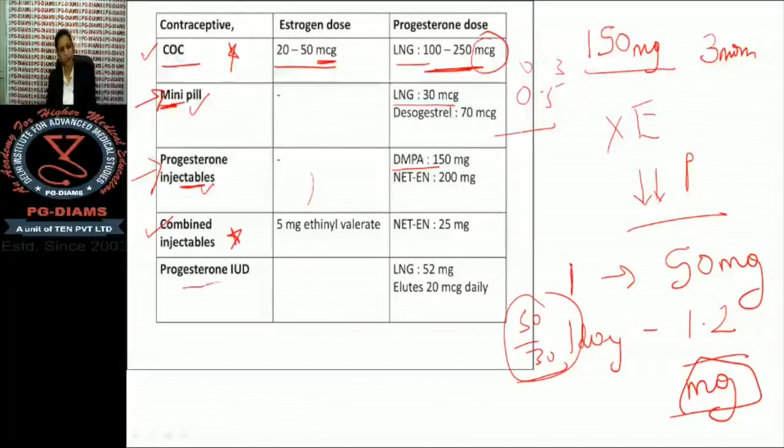Then coming to progesterone IUD. The levonorgestrel IUD, which is also called Mirena, contains 52 milligrams of levonorgestrel and elutes 20 microgram daily. This is similar to the dose of mini pill, so the hormonal action will be similar to mini pill. Apart from that, it will also have the foreign body effect of intrauterine device.